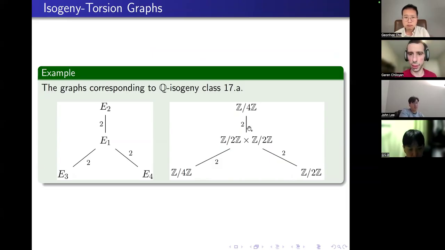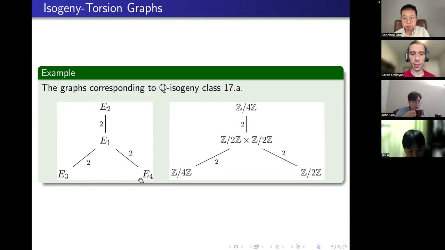But they have this classification 17.8. There's an isogeny class they denoted 17.8. It consists of 4 different curves, E1, E2, E3, E4. This is the isogeny graph on the left. You can see that these edges are all labeled with 2, meaning they are isogenies of degree 2.